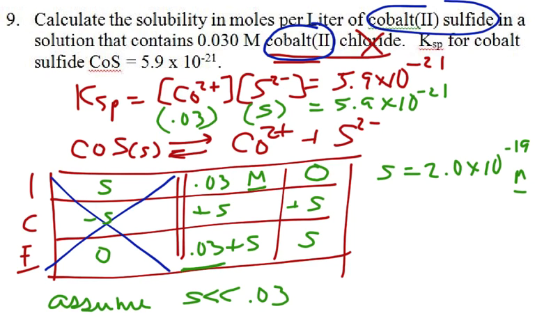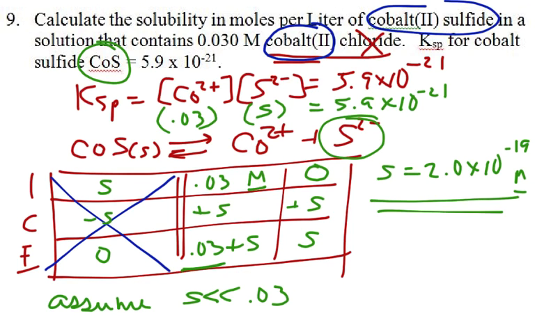Now that would be the solubility of cobalt sulfide. That would also be my concentration of sulfide, and the concentration of cobalt is basically 0.03 because it's coming from the cobalt chloride. But my solubility is 2.0 times 10 to the negative 19. Common ion effect.